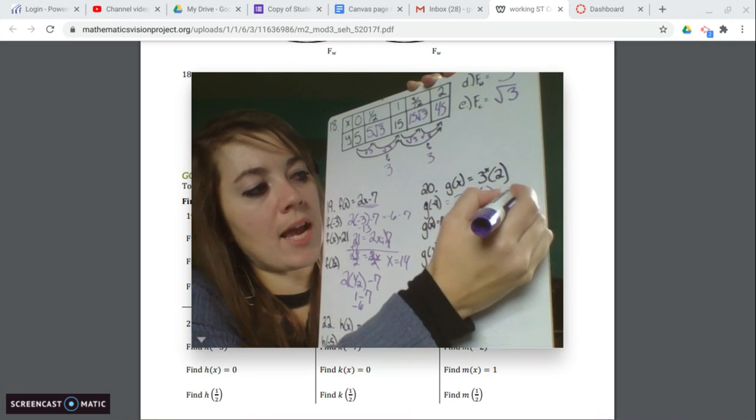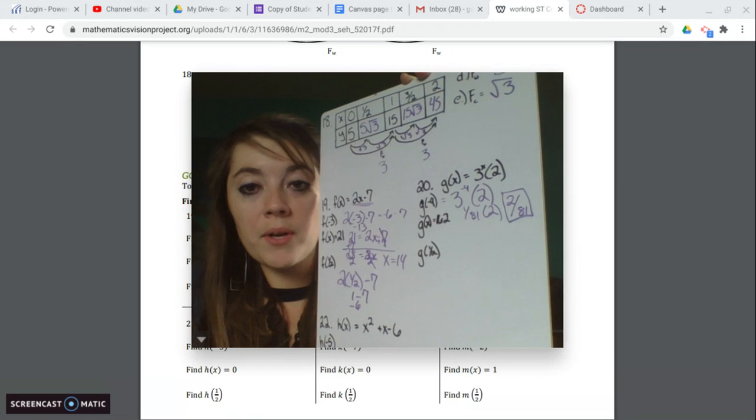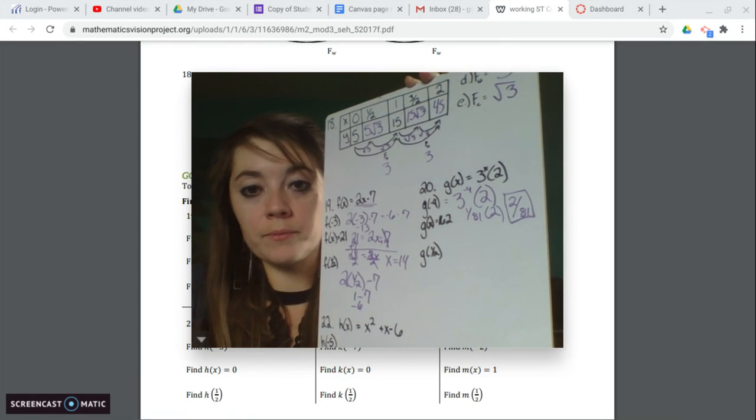Whenever we have a negative exponent, it's just going to be the same as taking the value to that exponent and then moving it to the denominator. So it's going to be 1 over that value.